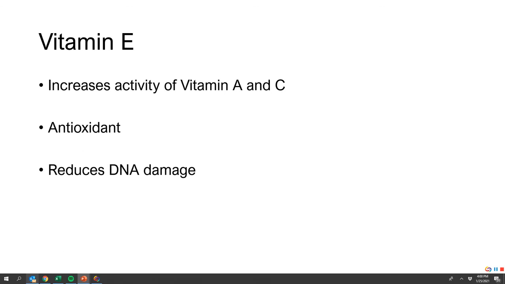Vitamin E is an interesting one because you could almost look at it as an enzyme for A and C, so it increases their activity. It's an antioxidant and helps with cellular damage, specifically with DNA. All right, so I just wanted to give you an idea of what these vitamins do and kind of how we classify them. We're not going to dive real deep into them in this class, but obviously if you take nutrition or maybe some of your upper division classes, you'll get more into what each of these vitamins does.